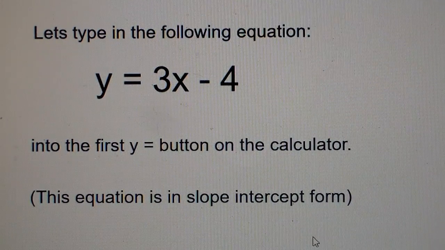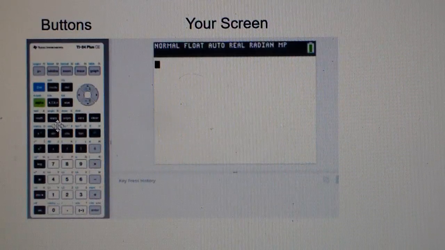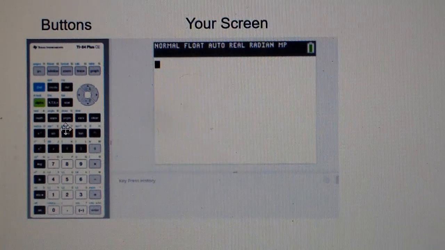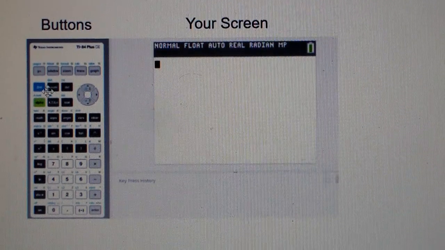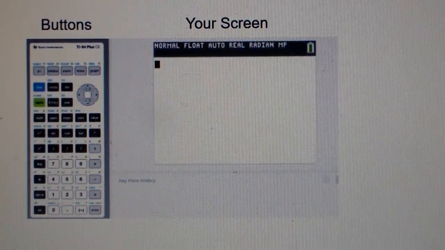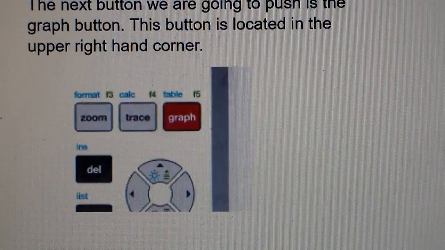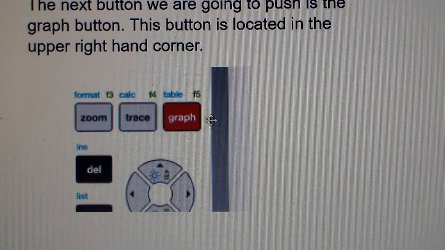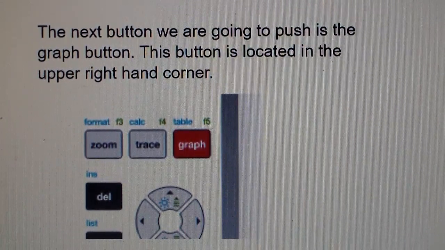So let's type this equation in here. We have y equals 3x minus 4. So we hit the y equals button and type in 3. The x button is located right above the math button, or the apps button, or diagonal from the second button. So diagonal, the x button. That's the button you want to hit to get the x. Then minus 4. Once we hit enter, I need you to hit the graph button, which is located in the top right-hand corner. You'll be able to see your graph being graphed.